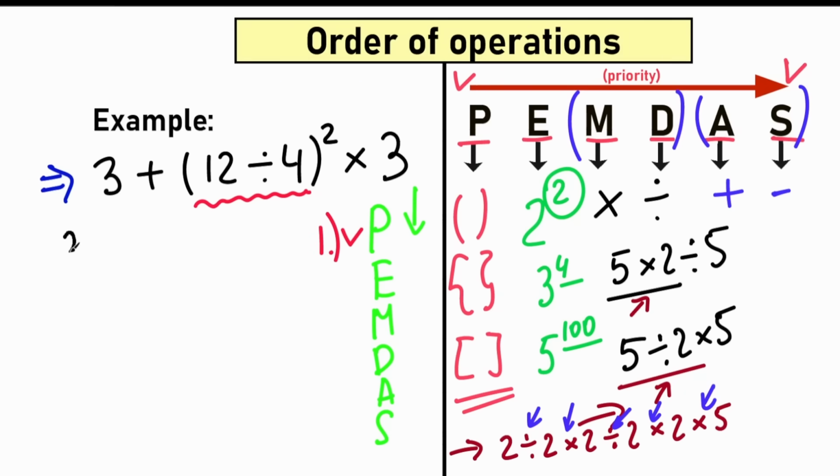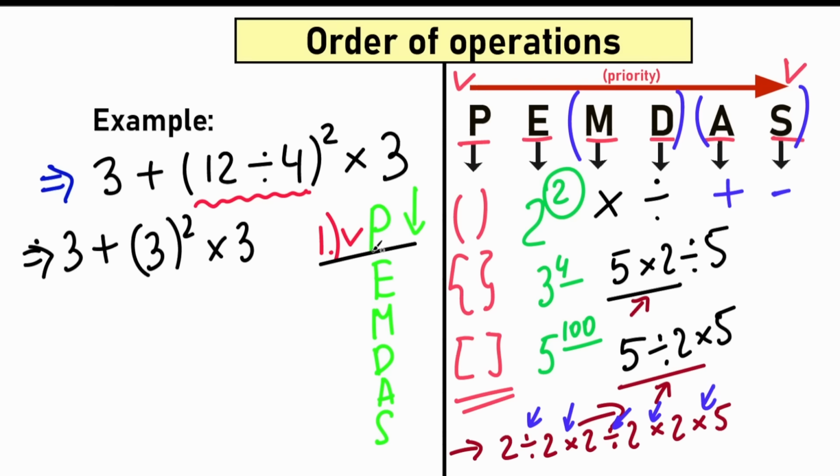We have 3, so the same beginning, 3 plus, inside parentheses we have 12 divided by 4 equal to 3, and don't forget about the 2, and we have times 3. So after the first step we have this expression: 3 plus 3 squared times 3. So we complete this first step. Right now let's scan what we have for the next step.